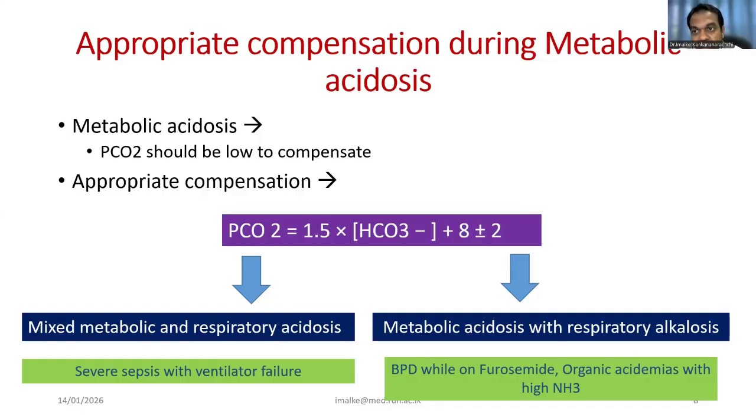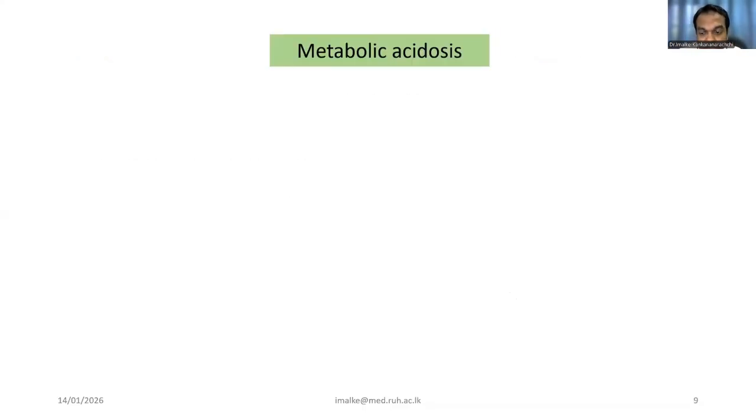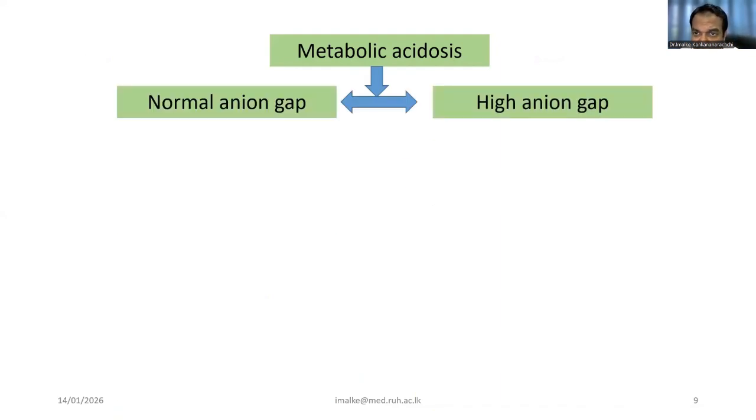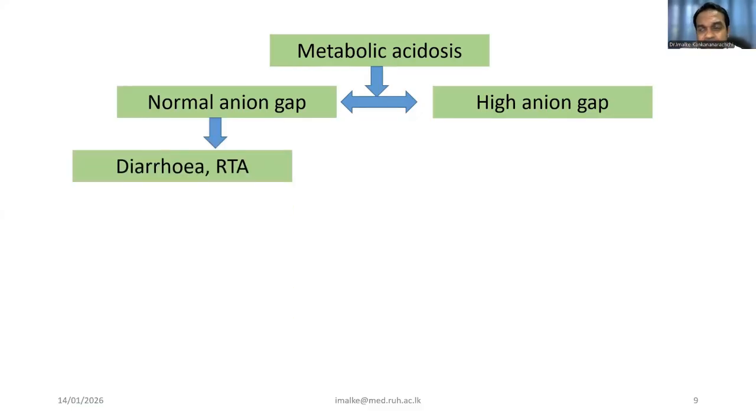So basically, if you get a child with metabolic acidosis, you need to know the anion gap, if possible the osmolar gap, then whether appropriate compensation is there or not. Now, this algorithm will help you. If you have metabolic acidosis with normal anion gap, then it's very easy, very few conditions at your level. I think you need to know diarrheal illness and renal tubular acidosis. In these conditions, you lose your bicarbonate.